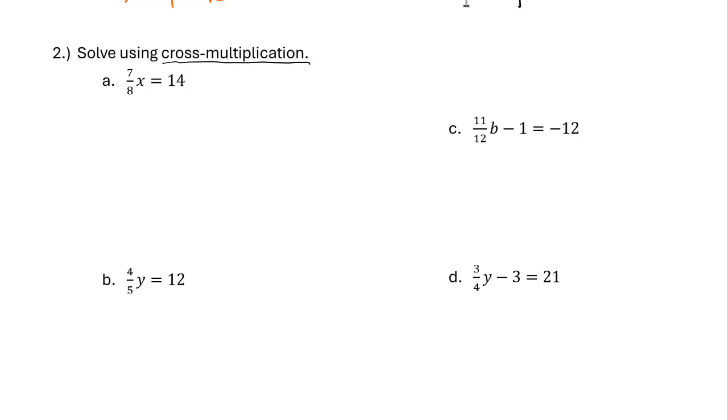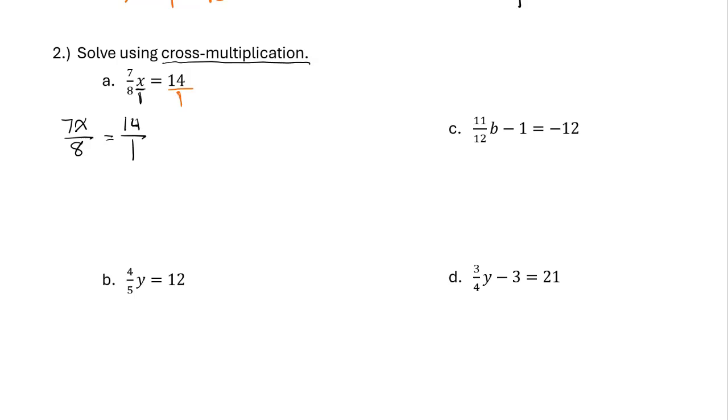Sometimes on tests, you will be asked specifically to solve by using cross multiplication, so you have to know how to do it. All right, so on that note, we still have to put a 1 under the whole number. Now, cross multiplying, I'm going to do a rewrite here. This x is the same as 7/8 times x over 1. That means that I can rewrite it as 7x over 8 equals 14 over 1.